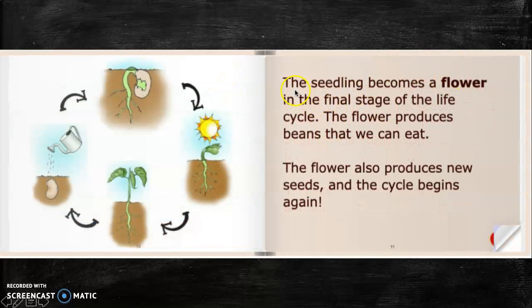Then our final stage, the seedling becomes a flower in the final stage of our life cycle. The flower produces more beans so we can eat it, or the flower also produces new seeds, and then the cycle begins again.